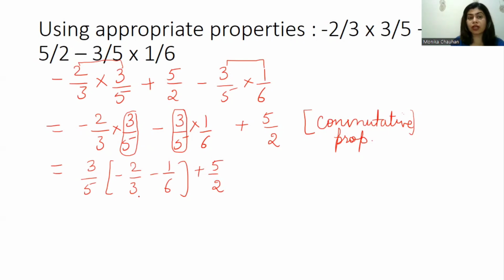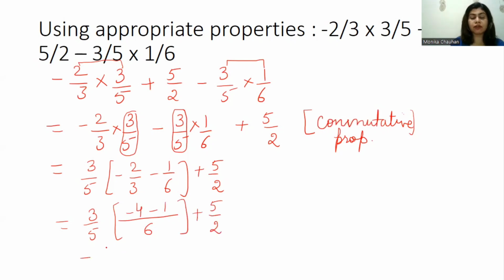How do we solve addition or subtraction of fractions? You have different denominators, so you make the denominator the same. You take the LCM of 3 and 6, which will be 6. So here you have 6 as the LCM. Between 3 and 6, I hope everyone knows 6 is the LCM. So this becomes minus 4 and this becomes minus 1, because 6 is already there, plus 5 by 2.